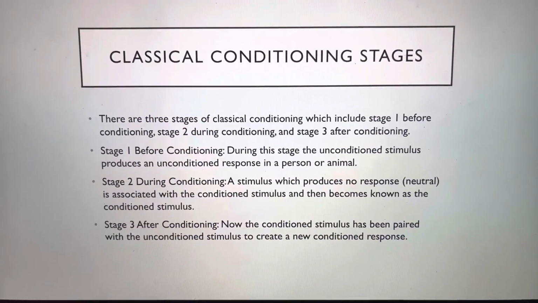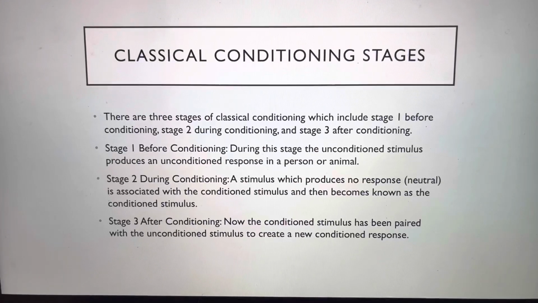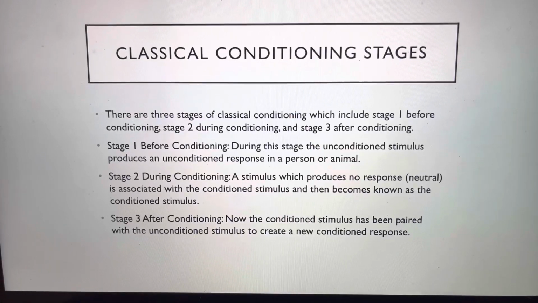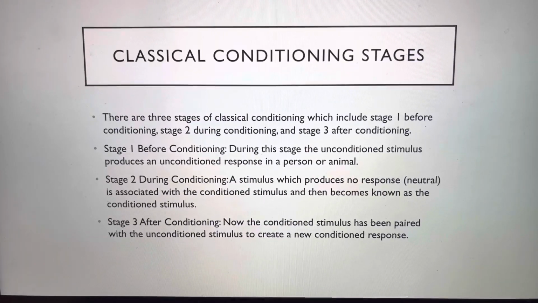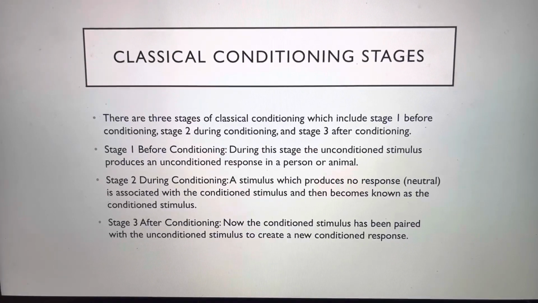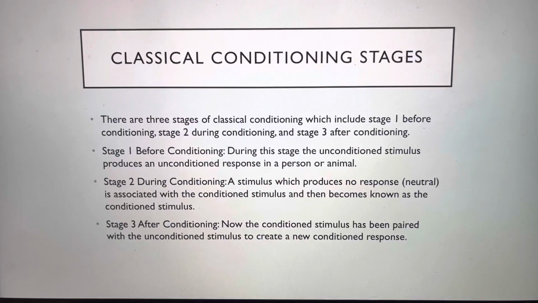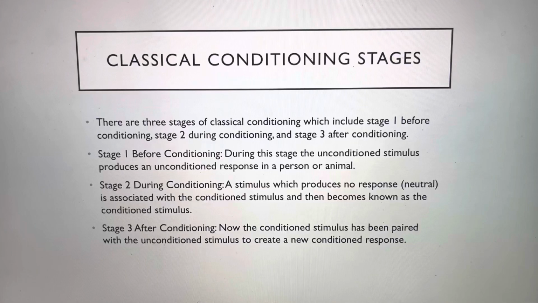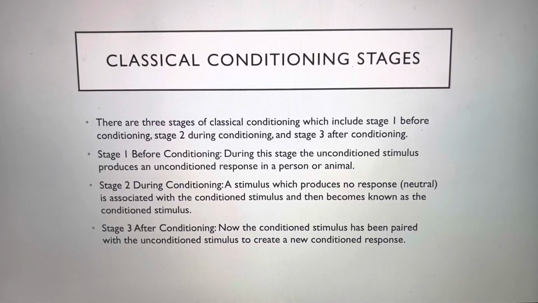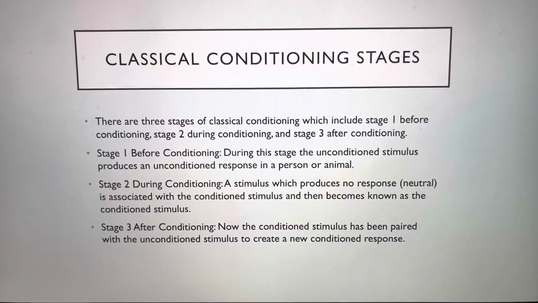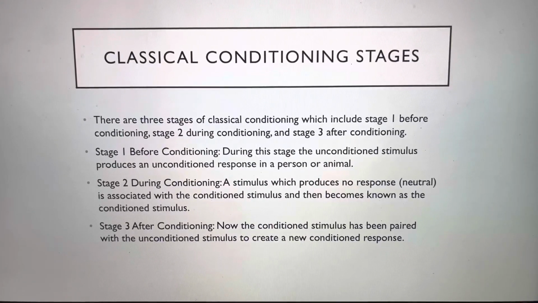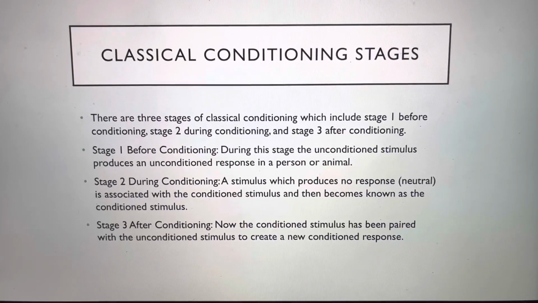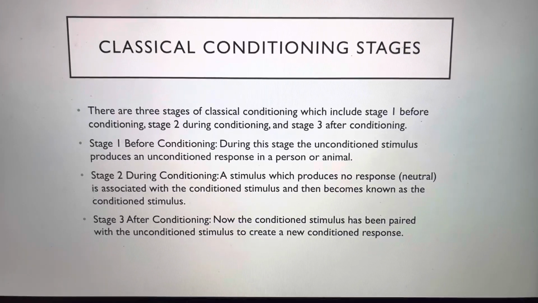There are 3 stages of classical conditioning, which include stage 1, before the conditioning, stage 2, during the conditioning, and stage 3, after conditioning. In stage 1, before conditioning, the unconditioned stimulus produces an unconditioned response in a person or an animal. In stage 2, during conditioning, a stimulus which produces no response is associated with the unconditioned stimulus and then becomes known as the conditioned stimulus. In stage 3, after conditioning, the conditioned stimulus has been paired with the unconditioned stimulus to create a new conditioned response.